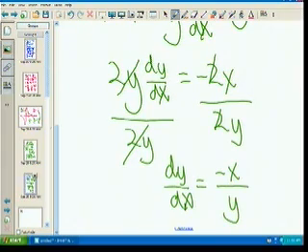Not a complicated derivative at all. If you know what the x value is of the point, plug it in, negate it in the numerator. If you know the y value of the point, plug it into the denominator.